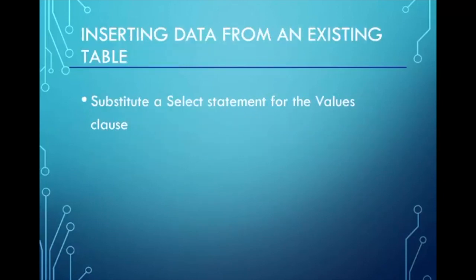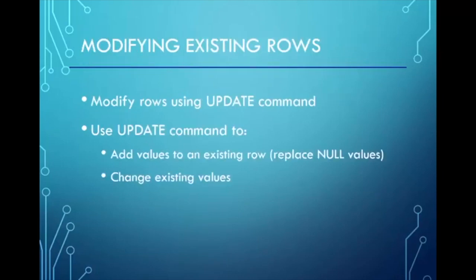I'm going to come back to this slide in a couple minutes. We're going to move on to modifying existing data. So when we have rows in a table, if we want to make changes to anything, for instance, replacing a null value, we use an update command. Even if there is no data in a column, we still use the update command if that row exists in the table.